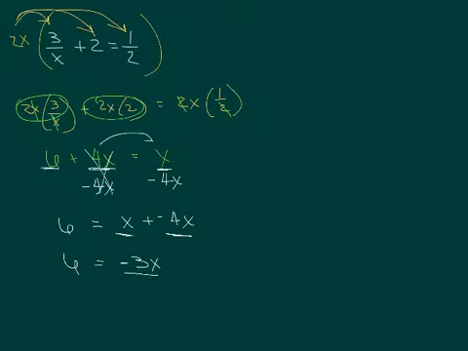Now to get rid of this negative 3, I divide both sides by negative 3. Those go away. 6 divided by 3 is 2. And I have one negative, so that negative goes on my answer.